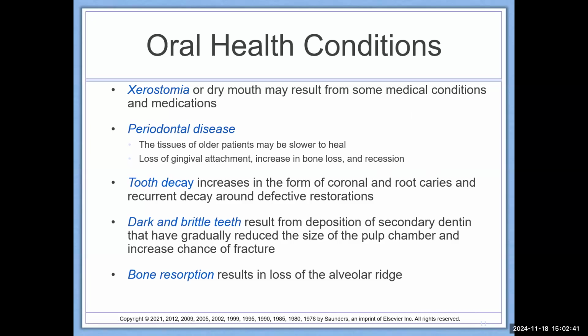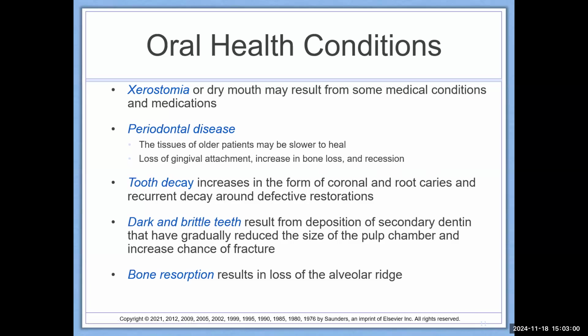And then there's more of a layman term called tooth decay. In other words, that's caries that could be on the root or on the crown. So coronal caries or root caries. And even recurrent decay falls in this category. And that's decay or caries that are around a restoration or a filling that's present.